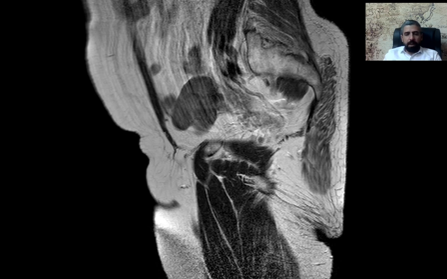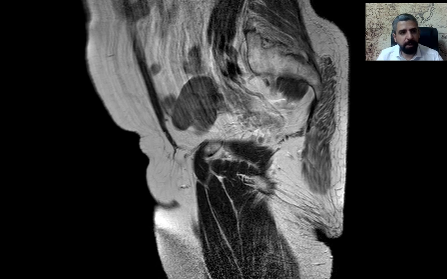Today we will present an interesting case, although it's pretty much straightforward, in my opinion, of a female patient. She's 93 years old, presenting with vaginal bleeding for a pelvis MRI.